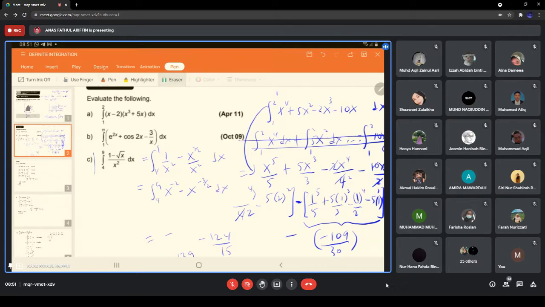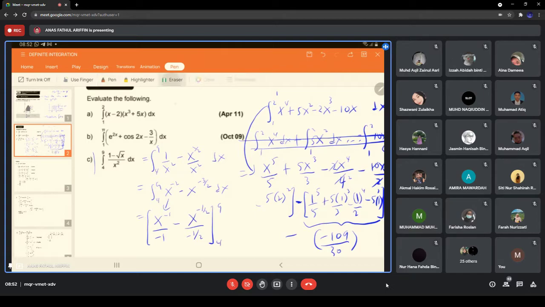Lepas tu kita integrate. Nak integrate asing pun boleh, nak combine pun boleh. So let's say sekarang ni saya combine pula. If we integrate x power of negative 2, we have x power of negative 1 over negative 1. And then minus x power of negative 3 over 2, we integrate. The power we need to plus 1, so we have x power of negative half over negative half. And then we have limit from 4 to 9.